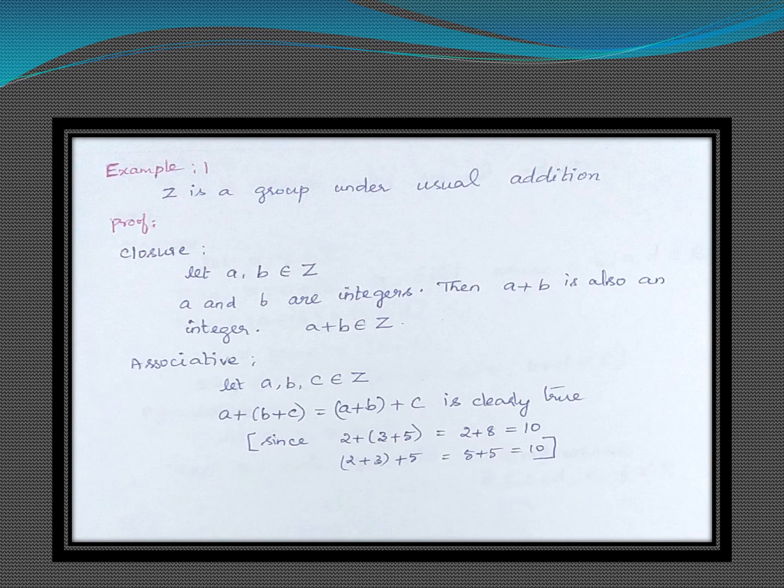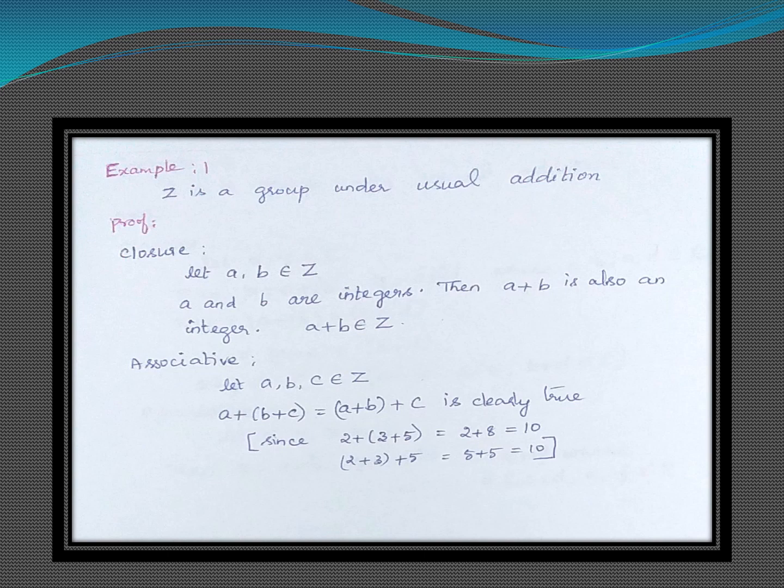Example 1. The very simplest example, that is Z is a group under usual addition. Z is the set of all integers. It contains both positive and negative integer values. Here we define the binary operation star as usual addition. Now we are going to check this Z is a group or not. First condition, we are going to check the usual addition becomes a binary operation or not.